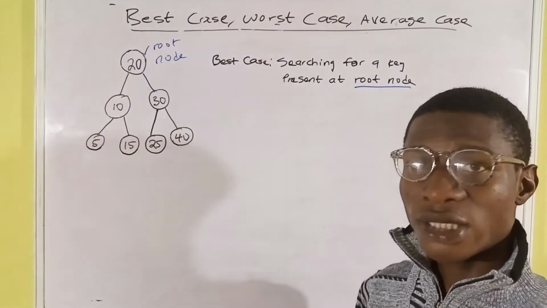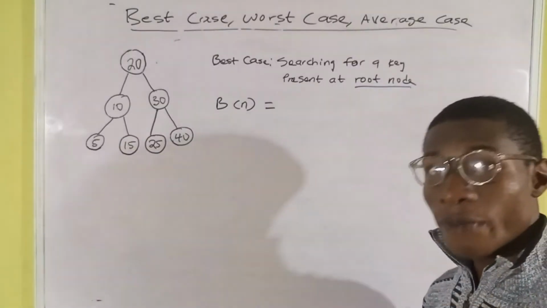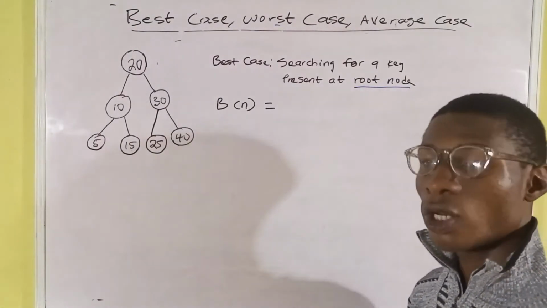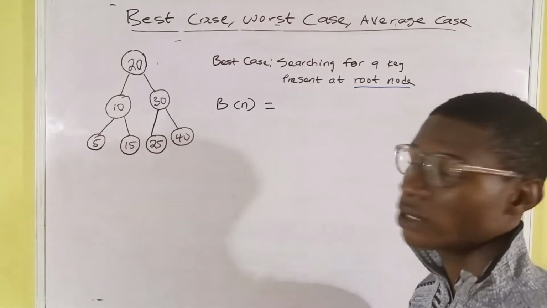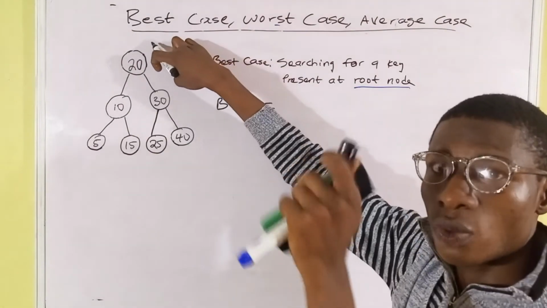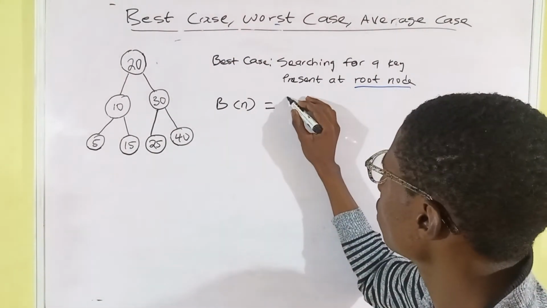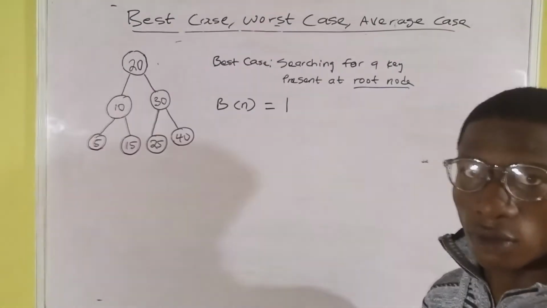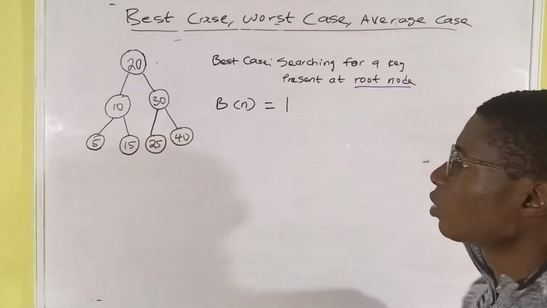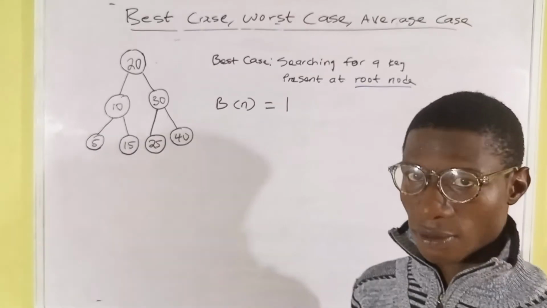So what is the best case time? The best case time is constant because you are only doing one comparison, right? So you're only checking the first node, the root node. So it's just one. So it is constant. Okay. So let's look at the worst case.